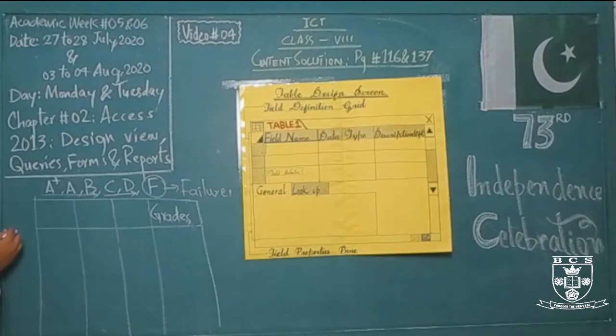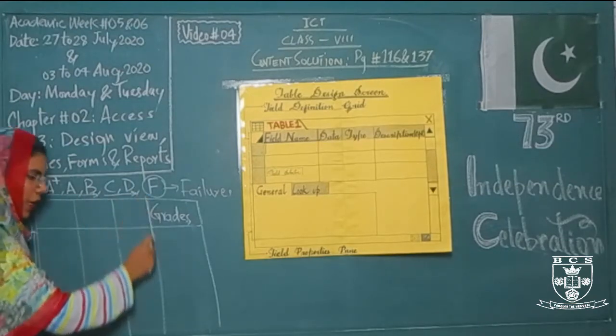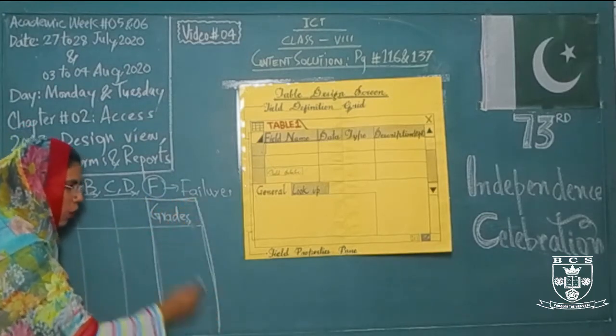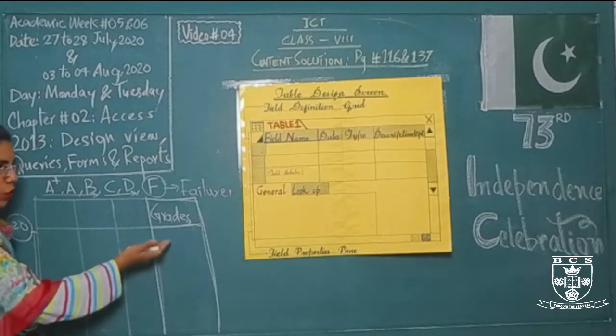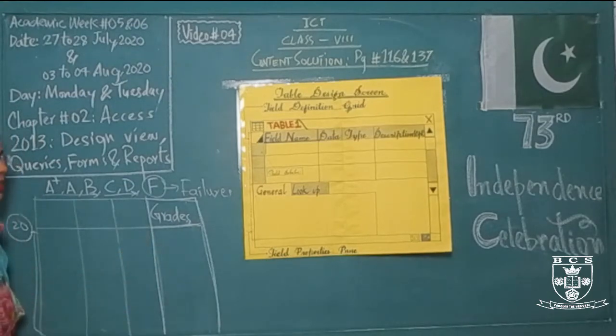So if I am having the data for 20 particular students, then 20 times I have to mention the grade from any of these grades. So how can I use my lookup field? Now I am working on this particular field that I have to convert into a lookup field. So whenever I have to convert this field into a lookup field, what should we do?